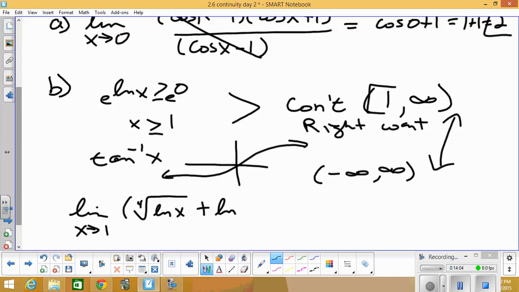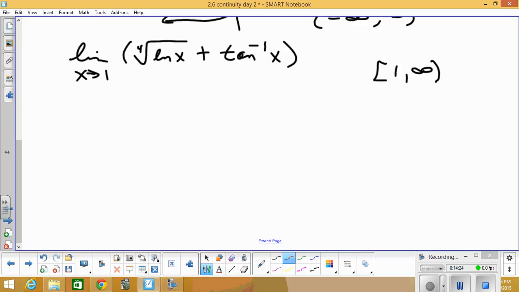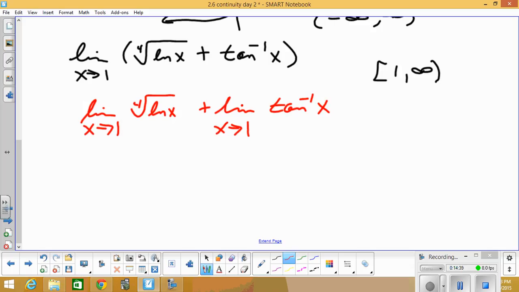And remember our sum property, or law of limits, so that I could break that apart. And then we can see that we are only dealing with a continuity issue from 1 to infinity. But I can go ahead, if I take the limit using my sum property of this first one plus the limit as x is approaching 1 of the second one, I can evaluate it.